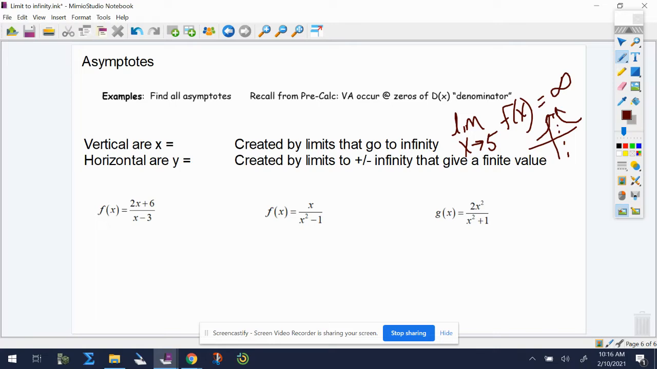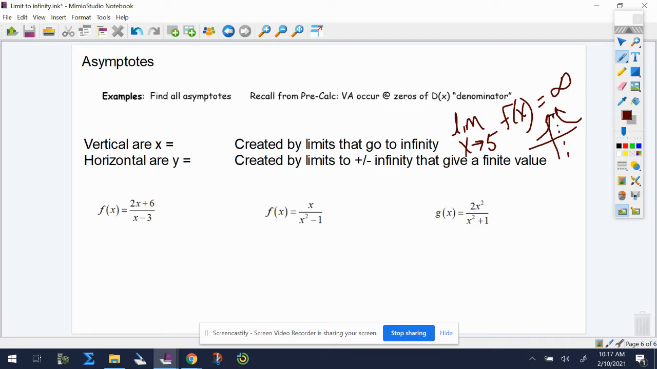Horizontal asymptotes are always in the form y equals because they are written as horizontal lines, and they are going to be found using those limit guidelines. They are created by limits that go to positive infinity or negative infinity and give us a finite value, like y equals 2 or y equals 5. You do have the potential of having more than one vertical asymptote or none at all, and you also have the potential of having one or two horizontal asymptotes or none at all. Horizontal is looking at end behavior, vertical is looking at basically a gap in the graph where you are approaching a value but never touch it.